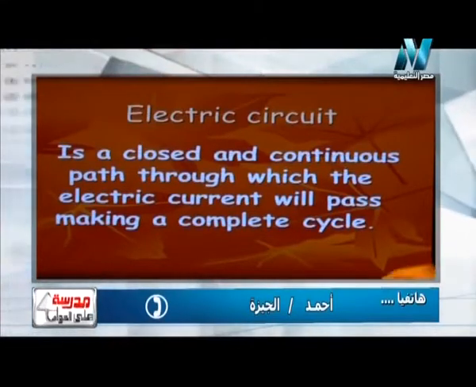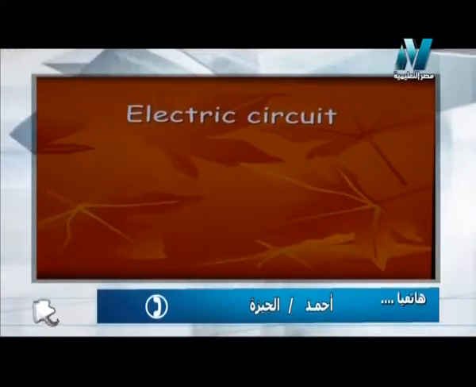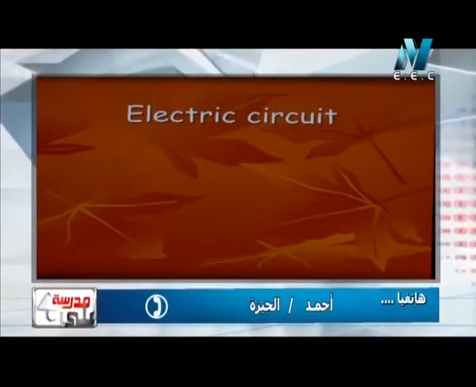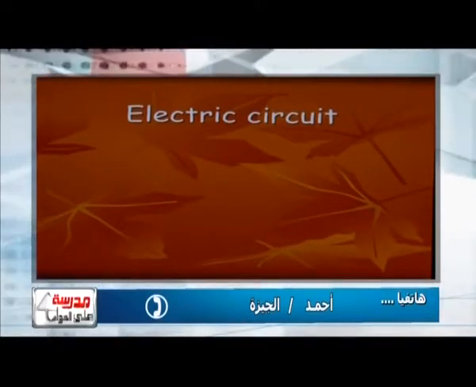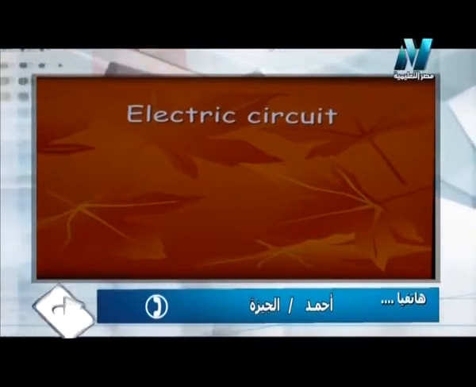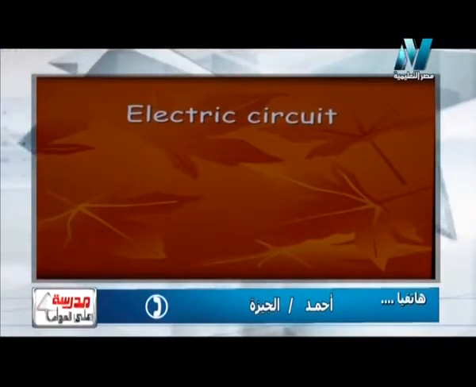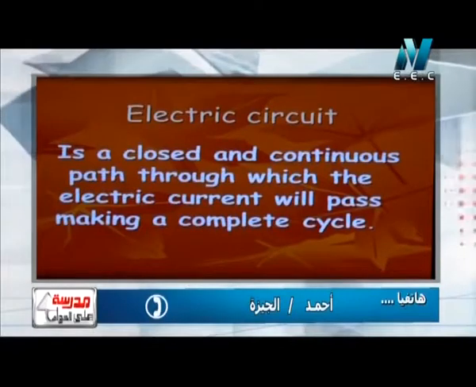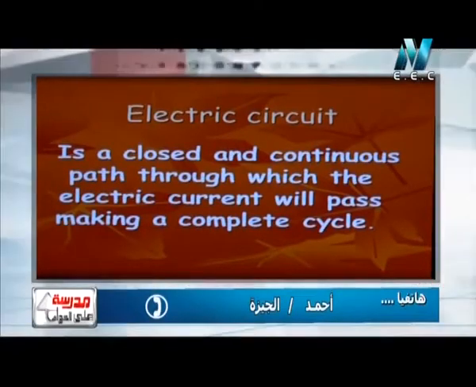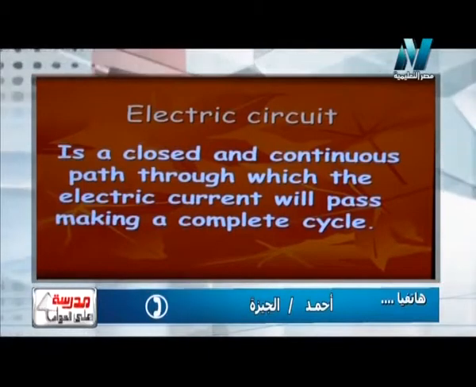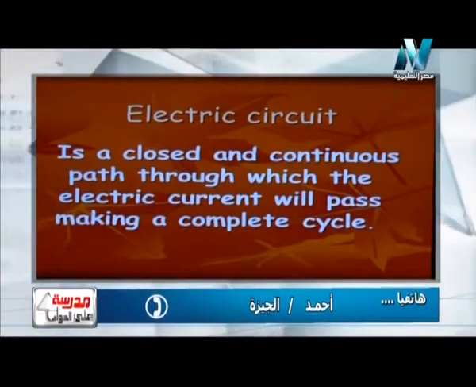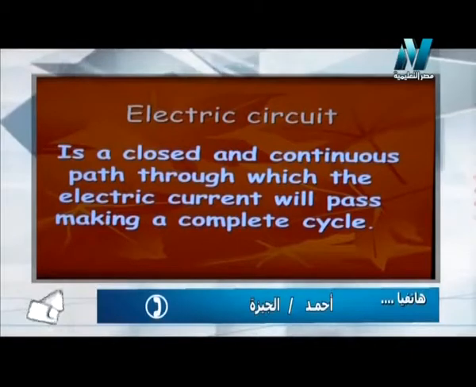It is a closed path. Closed and continuous path, I helped you, Ahmad, with the electric current passing through it, making a complete cycle. Okay, Ahmad, you said that it's a closed and continuous path through which the electric current will pass, making a complete cycle. So, Ahmad, can you tell me what are the components of the electric circuit?